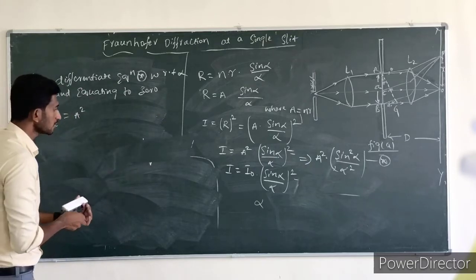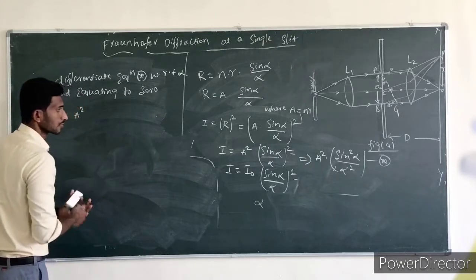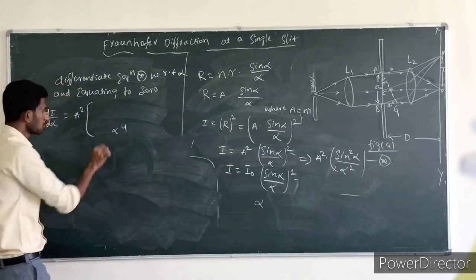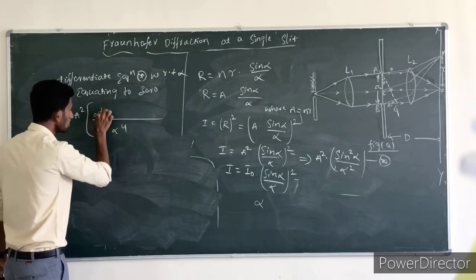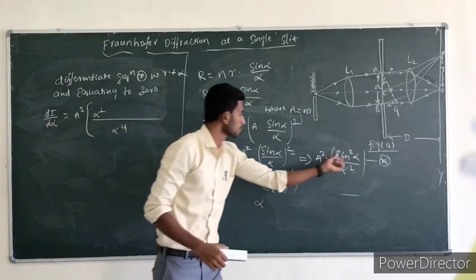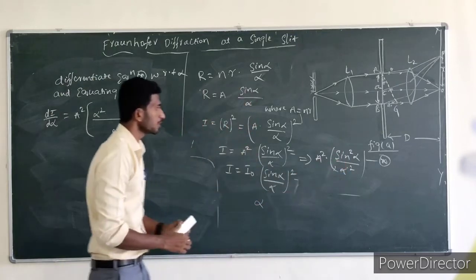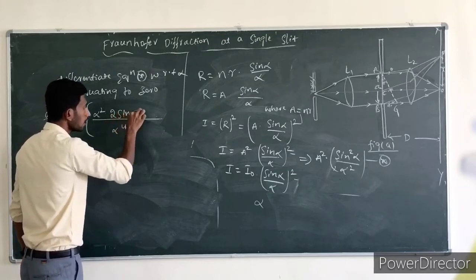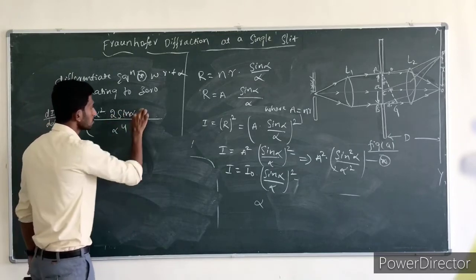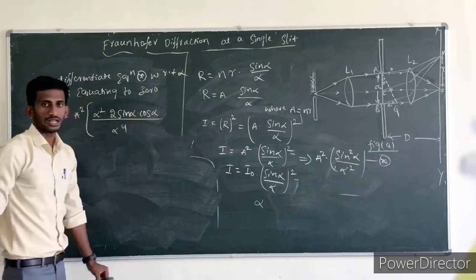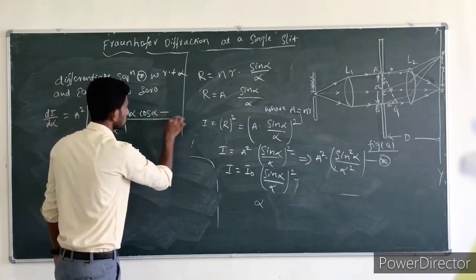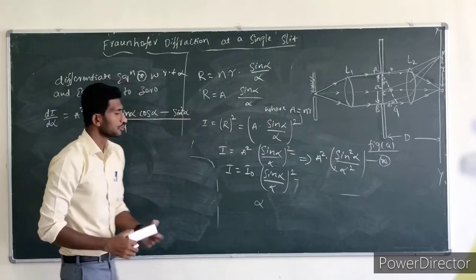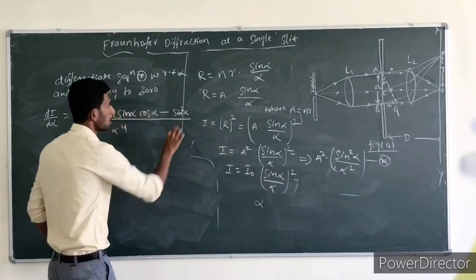So denominator square in the sense alpha square whole square, alpha to the power 4. So first denominator into differentiation of numerator: sin square alpha differentiates to 2 sin alpha into differentiation of sin alpha, which is cos alpha, minus numerator sin square alpha into differentiation of denominator, which is 2 alpha.